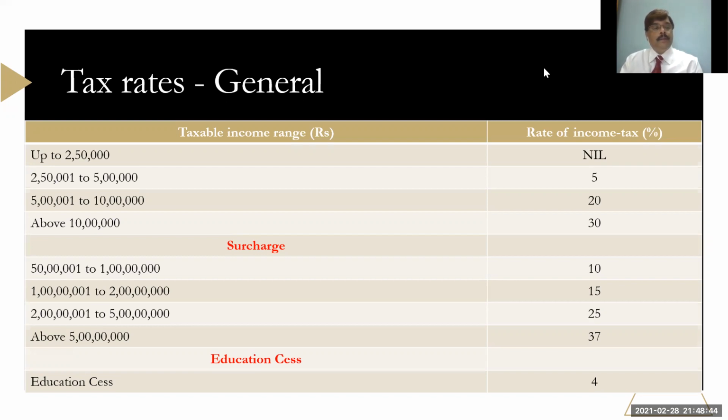But if it is more than 50 lakhs and up to 1 crore, the surcharge rate is 10%. If the income is more than 1 crore and less than 2 crore, the surcharge is 15%. And if the income exceeds 5 crores, then the surcharge rate is 37%. It's a very high rate. In addition to this, there is an education cess at the rate of 4%. This is applicable across the board.